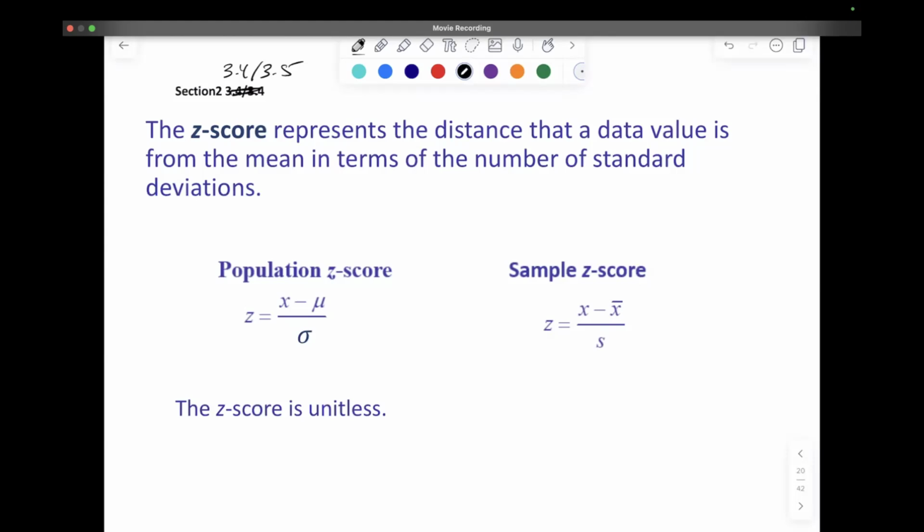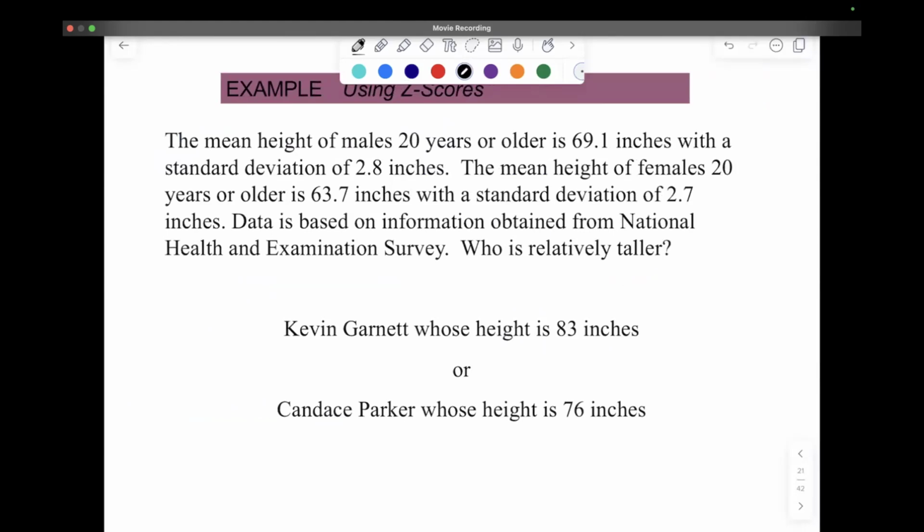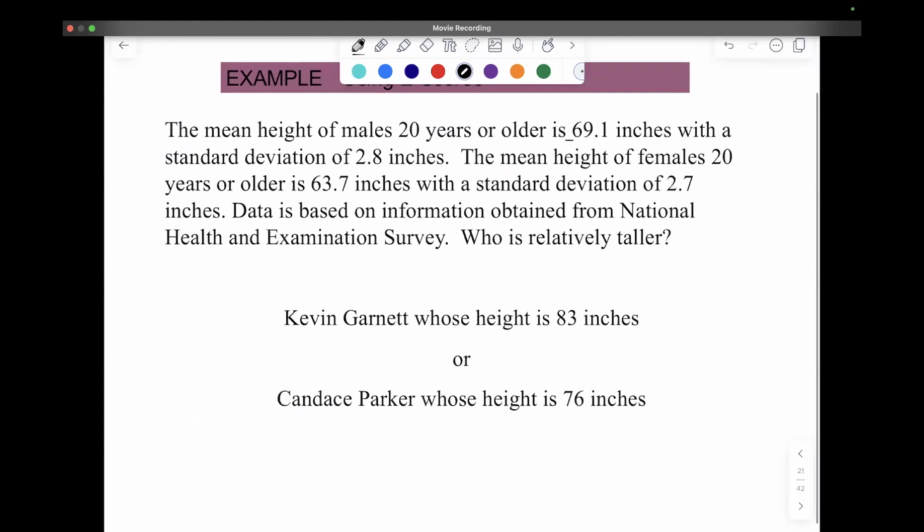A 2.3 z-score would be an outlier, which means that person did really well with respect to the rest of the class. Looking at z-scores is kind of like unit conversion, comparing gallons to gallons rather than gallons to cups. So we're standardizing things. We're comparing apples to apples. All right, we're going to do some examples to help you with that. Here's the first one. The mean height of males 20 years or older is 69.1 inches with a standard deviation of 2.8 inches.